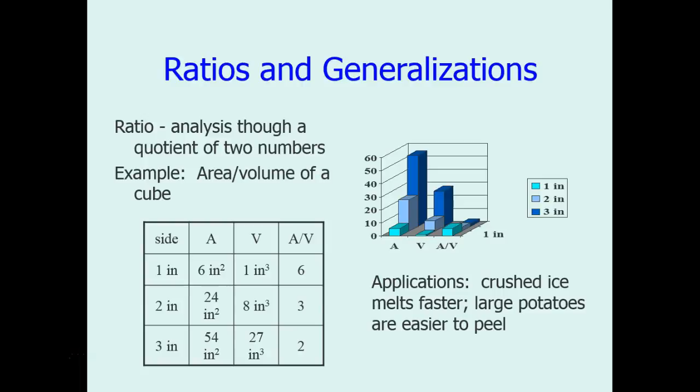Then they go to the 2 inches on the side. Its surface area is 24, so about halfway up. Its volume is 8, but the surface area to volume ratio is even smaller. That's 3. When you go to the 3 inch cube, the area and the volume got quite a bit bigger, but the ratio is still getting smaller. So that's what that graph's about.